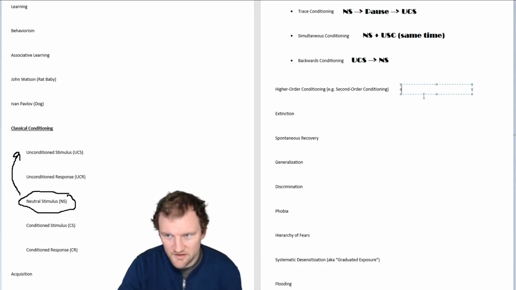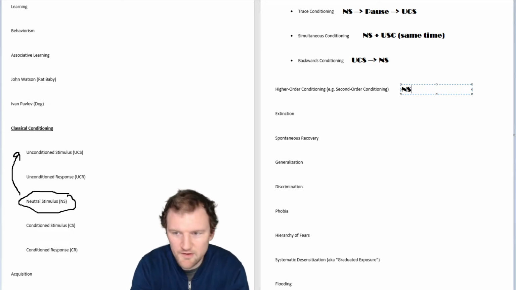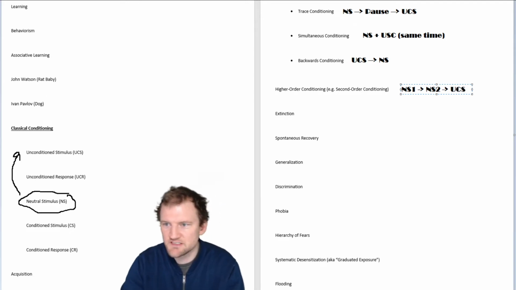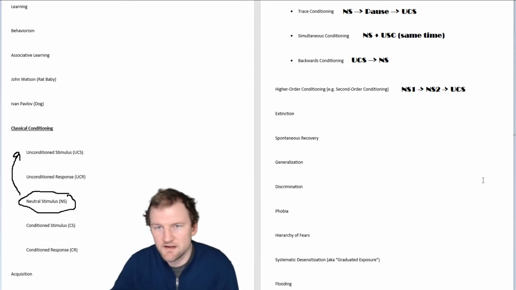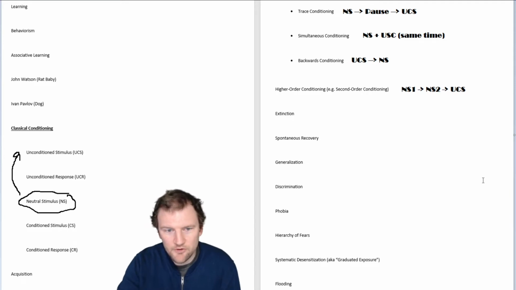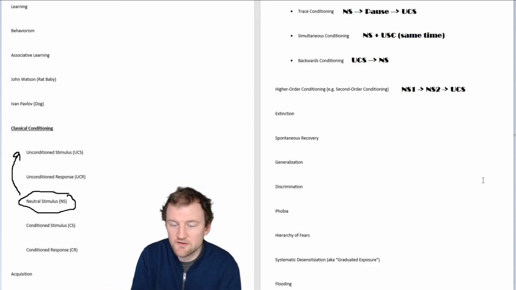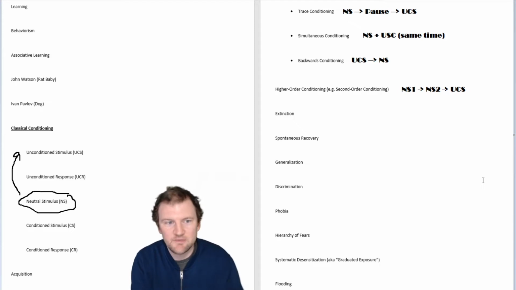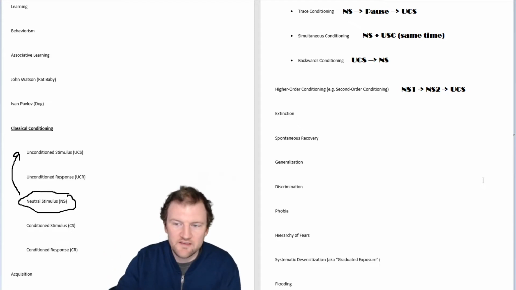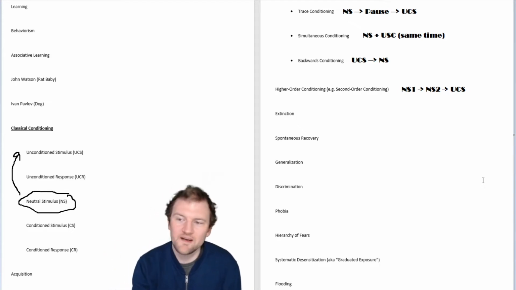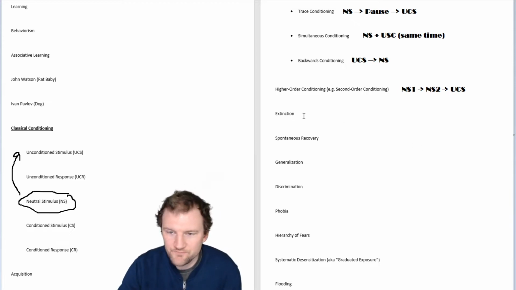Higher order conditioning would be you have multiple neutral stimuluses. You have like neutral stimulus 1, which precedes neutral stimulus 2, which precedes the unconditioned stimulus. So that would be like you turn on the light in the room, then you ring a bell, then you give the dog food. In some backwards thinking way, the dog would still associate the lights to the food because the lights mean the bell's going to come, the bell means the food's going to come. So that's just like one disconnected conditioning.